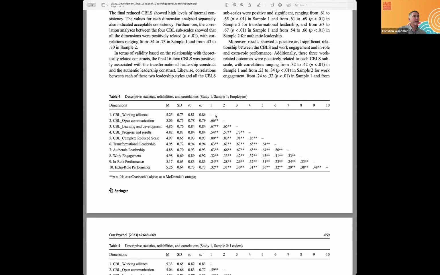Let's just see, that correlates well with work alliance, open communication. Yes, learning and development, progress and results. Okay, cool. And then also transformational leadership has high correlations. And obviously transformational and authentic leadership correlate 0.8, right? So I'm like, okay, just based on the data, this is a very high correlation.